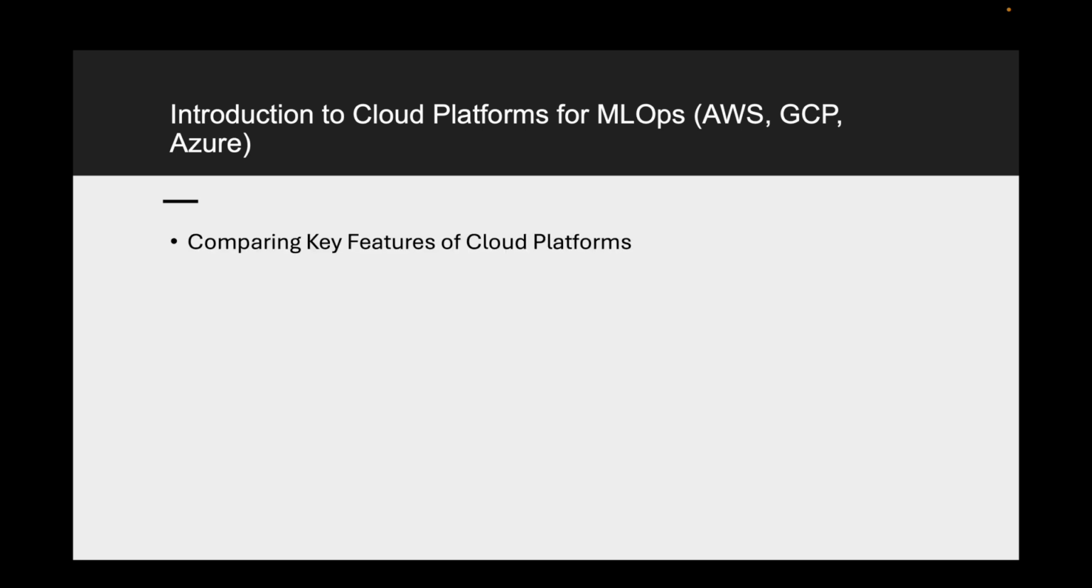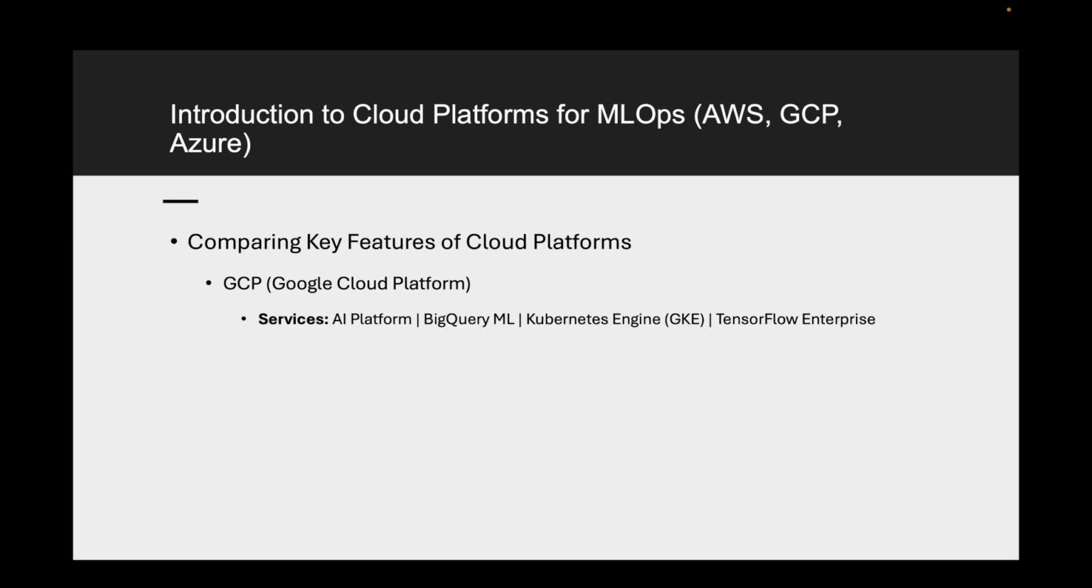Next, let's look at GCP, which is Google Cloud Platform. The services that they provide are: we have the AI Platform, which is a comprehensive platform for training and deploying ML models. We have BigQuery ML, which is SQL-based model training directly in BigQuery. We have Kubernetes Engine, which is GKE, which is managed Kubernetes for ML workloads. And then we have TensorFlow Enterprise, optimized for TensorFlow deployments.